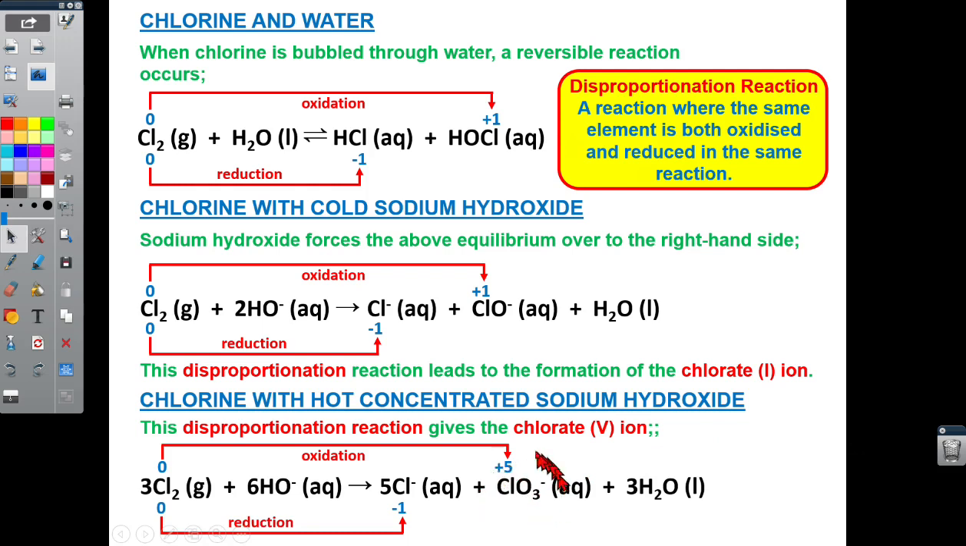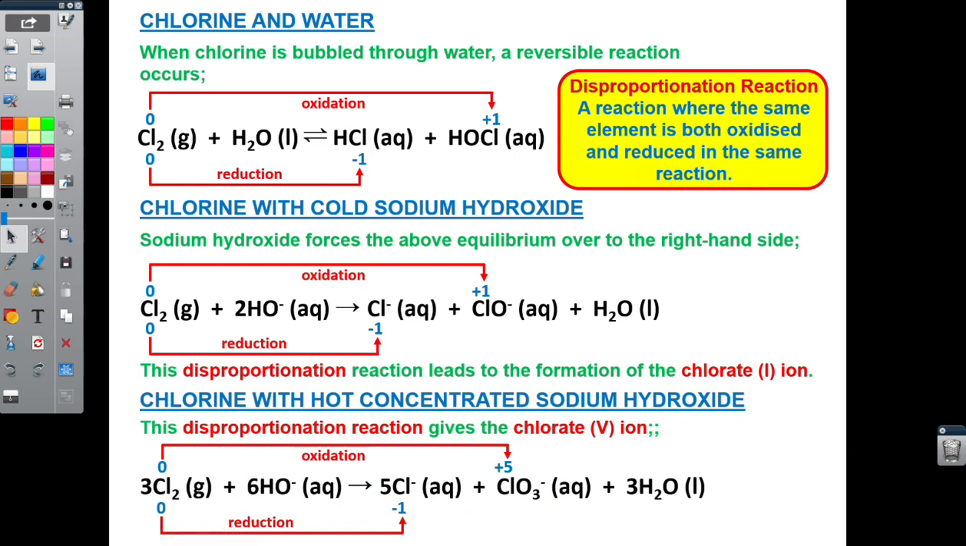Now this sodium chlorate 5 or chlorate 5 ion is the main constituent of weed killer. So not a particularly nice product to be formed here. Be careful with the balancing of this reaction, by the way. If you start playing around with it and freewheeling, you can actually balance the elements in a far simpler way than 3 to 6 to 5 to 1 to 3. But what you must remember is that the charges must balance as well. So we've got a 6 minus charge here, must balance with a 5 minus and 1 minus, a 6 minus charge here. So be really careful when you're balancing this reaction.